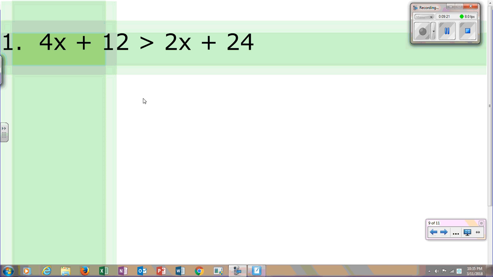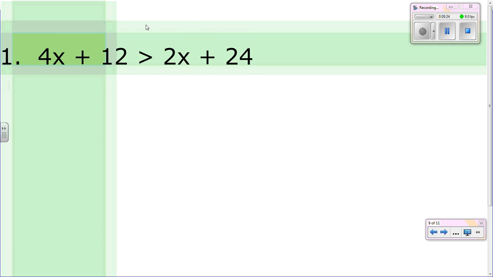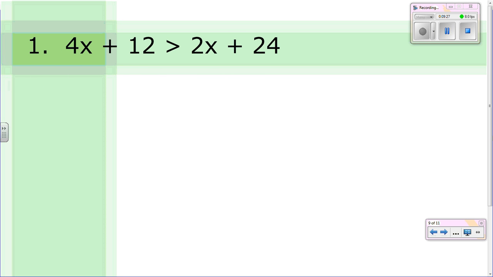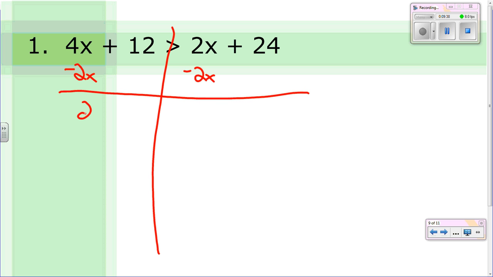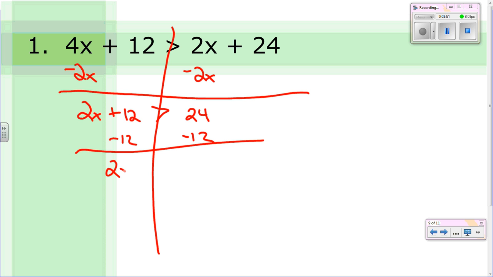Okay, number 1, let's solve it. Now I'm going to draw my line. Start by subtracting 2x. That gives you 2x plus 12 is greater than 24. Subtract the 12. You get 2x is greater than 12. Divide by 2. X is greater than 6.